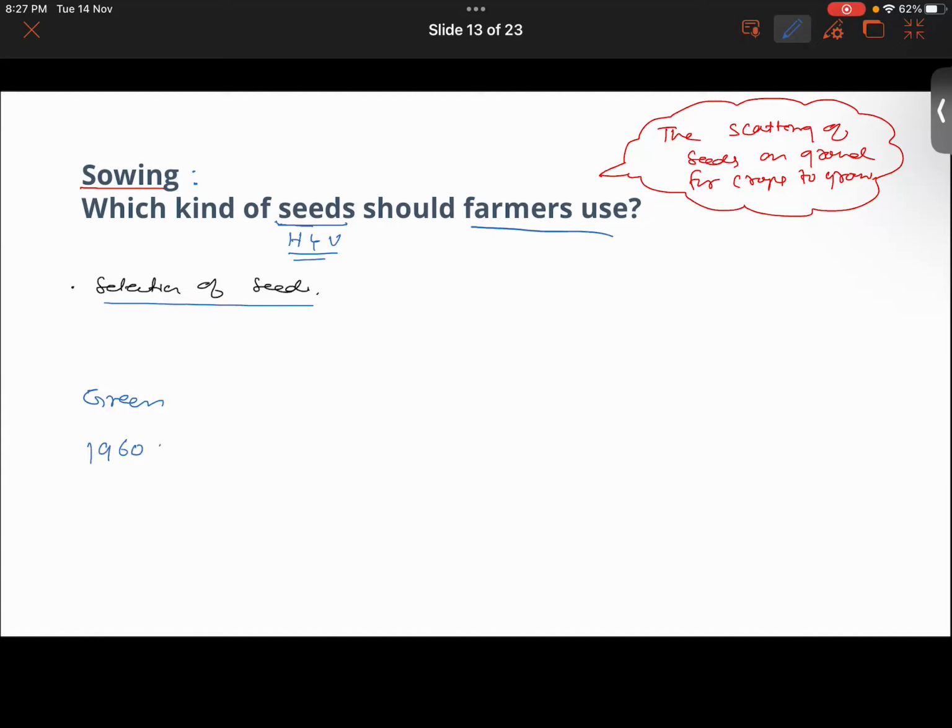In the 1960s, India was facing a shortage of food. There was famine in Bengal. Millions of people died because of famine. So the green revolution was initiated by Norman Borlaug. This was in the 1960s, and he has been known as the father of the green revolution in the world. Theek hai?